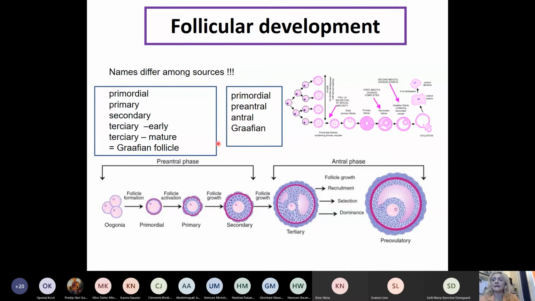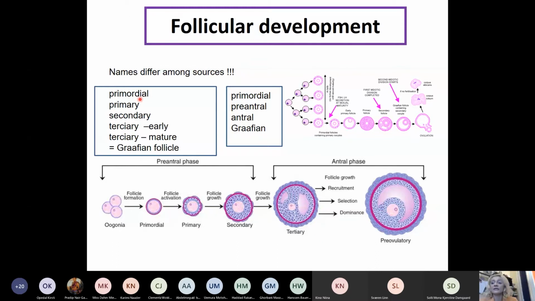We have different categories and the names differ between sources. So if you open 3 books, maybe you find 3 different categories, and actually all of them are used. So it's good to remember these 2, okay? We have, of course, the primordial. It's the same in every grouping, primordial follicle. And then we can have, as you see, with the growing epithelial layers, the so-called pre-antral before the antrum appears. So we have pre-antral phases and antral phases.